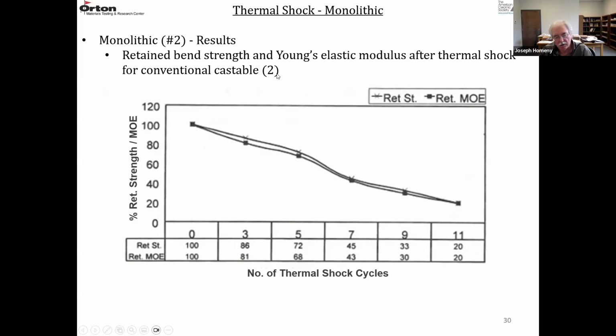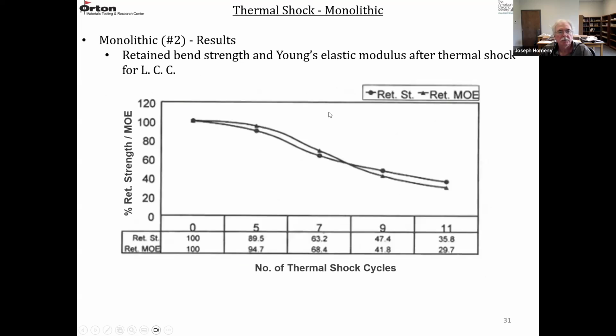So this is for conventional castable number two. And then LCC, the low cement castable, which had a little bit better RST value, went out to 11 cycles. The retained strength was about 36%, and the retained modulus was about 30%. So there's an improvement here, less damage, so higher retained strength and higher retained Young's modulus.